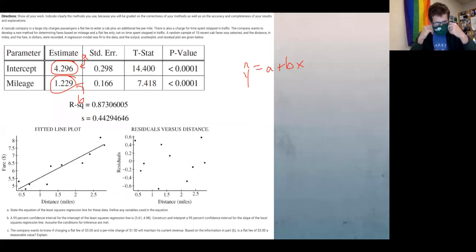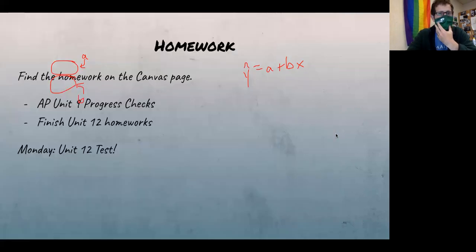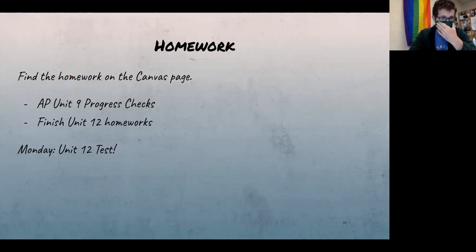All right. In the meantime, I encourage you to go through those progress checks that have been assigned to you. They're available in AP Classroom. Finish your Unit 12 homework so you can get a little bit more practice with it. And this is the last unit. This is the last stuff you need to learn for this class. So we're going to start with that review soon.